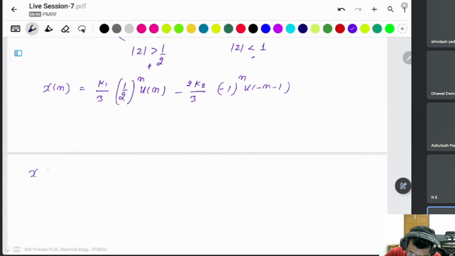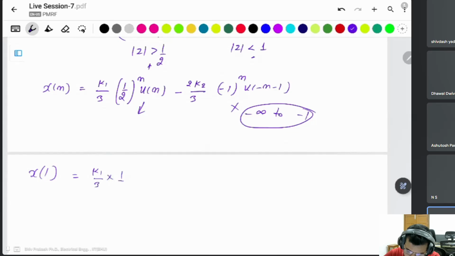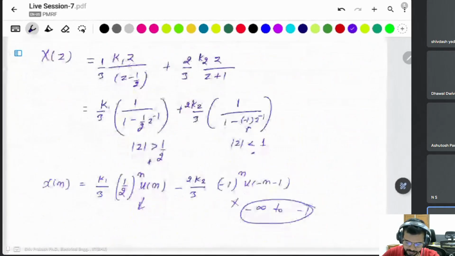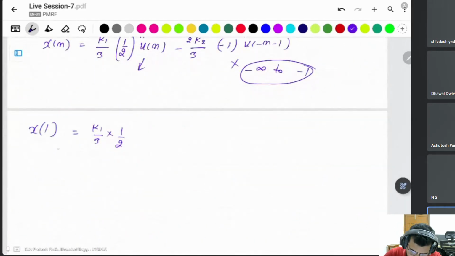Then what's the x1? This value is from minus infinity to minus 1. This is not including n equal to 1, since 1 is there only. K1 by 3 into 1 by 2, x1 in the question is given as 1. This will be 1. That's why k1 is equal to 6.